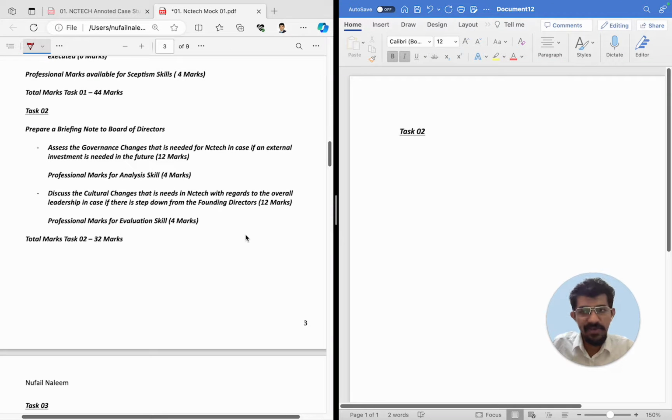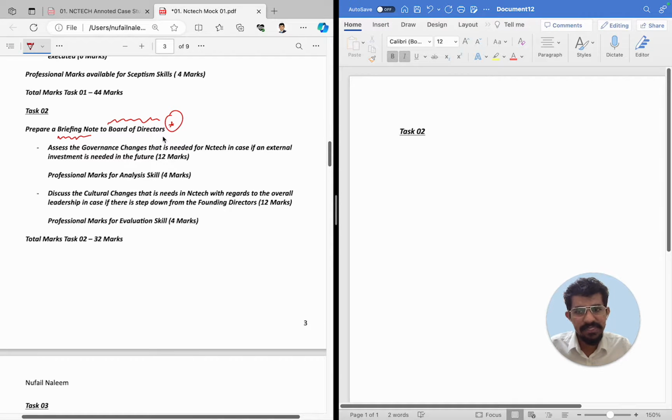Hi students, so let's go to Task 2 of Mock Number 1. Now, as I always instructed students, whenever you go to the examination, the first thing you have to be concerned with is the format, which is the briefing note, and it is addressed to whom? The board of directors. So please keep that in mind, students, which is practically important.